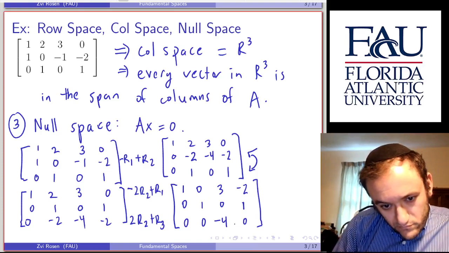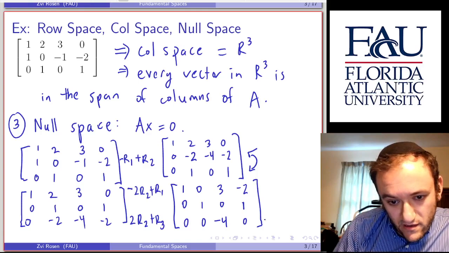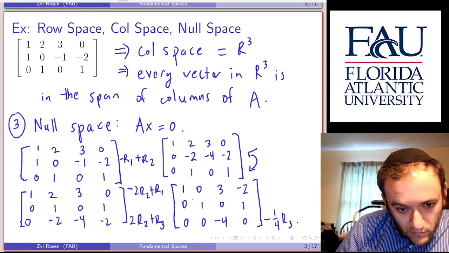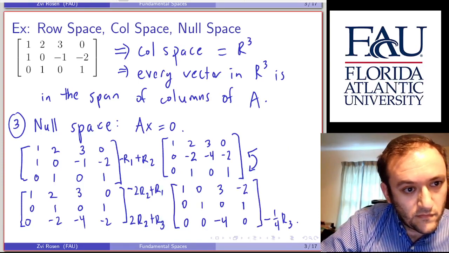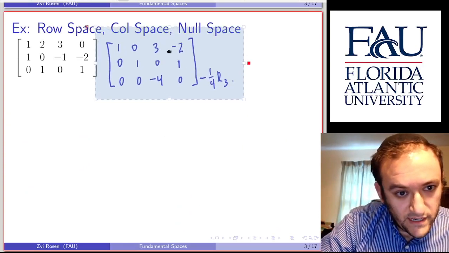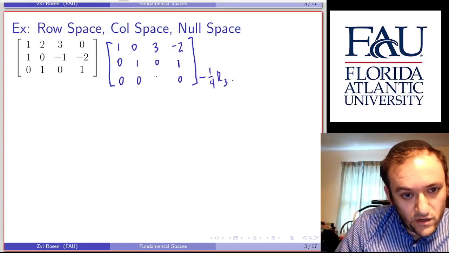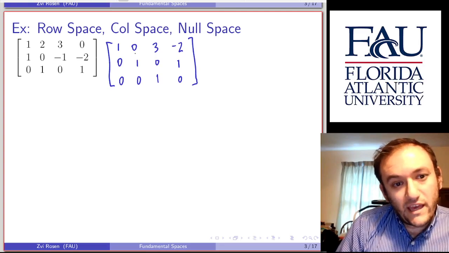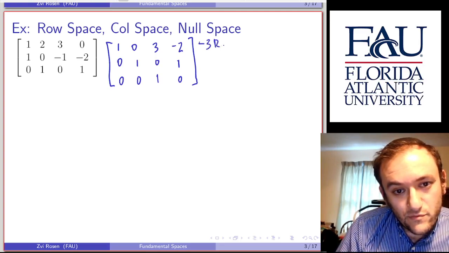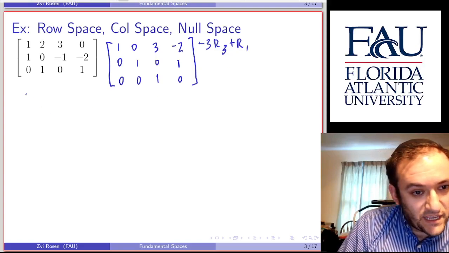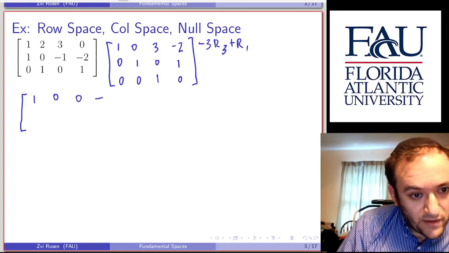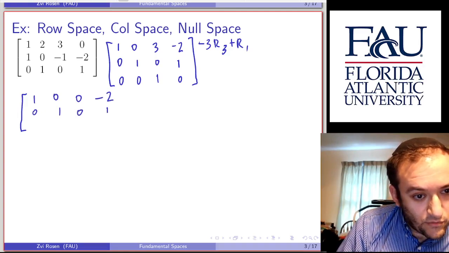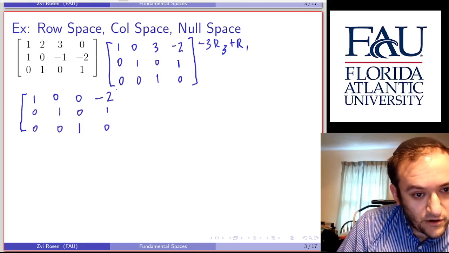Okay. And then we can multiply this by minus 1 over 4 here. Let me copy this. Which gives us the value 1 over here. And then we can add minus 3 times row 3 to row 1 to obtain 1, 0, 0, minus 2, 0, 1, 0, 1, 0, 0, 1, 0.